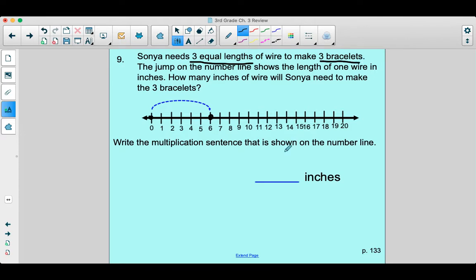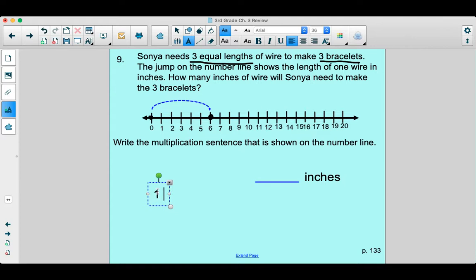The jump on the number line shows the length of 1 wire in inches. Okay, so this is just 1 wire, okay? Now, it says how many inches of wire will Sonia need to make the 3 bracelets? Well, I guess this is kind of like 1 bracelet, huh? So I think I'm actually going to type that.